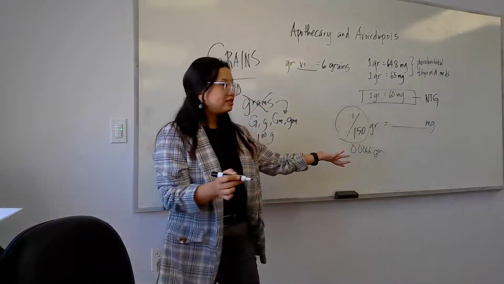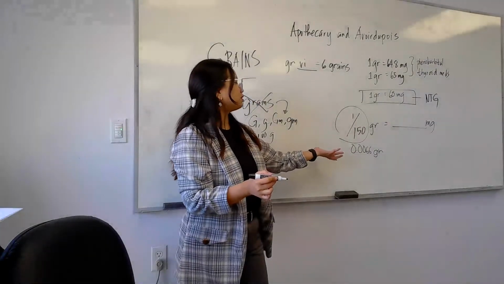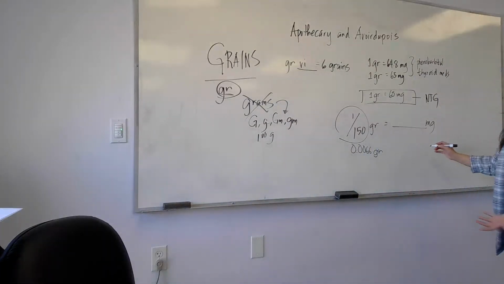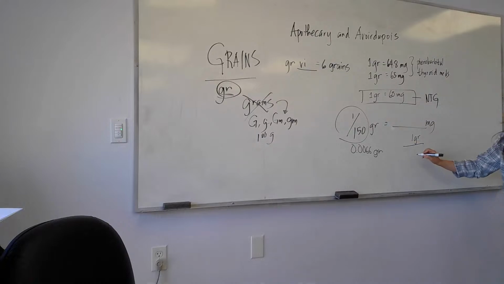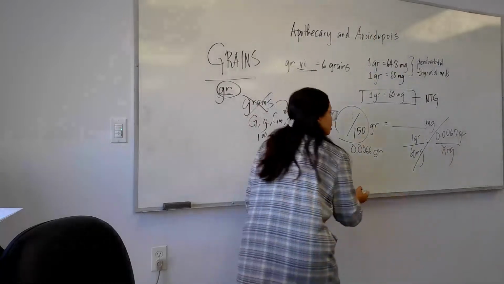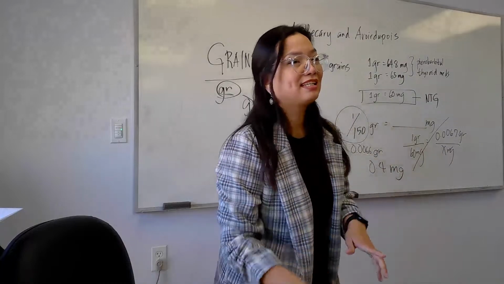Now I have this number 0.00. I didn't use a calculator. Yes, that's correct. 0.0066 or 67. Now you have to convert this to milligrams. How do we do that? 1 grain is to 60 milligrams as 0.0067 grains is to x mg. Do you multiply or divide? And the answer is 0.4. Who got 0.4 mg? Good job.